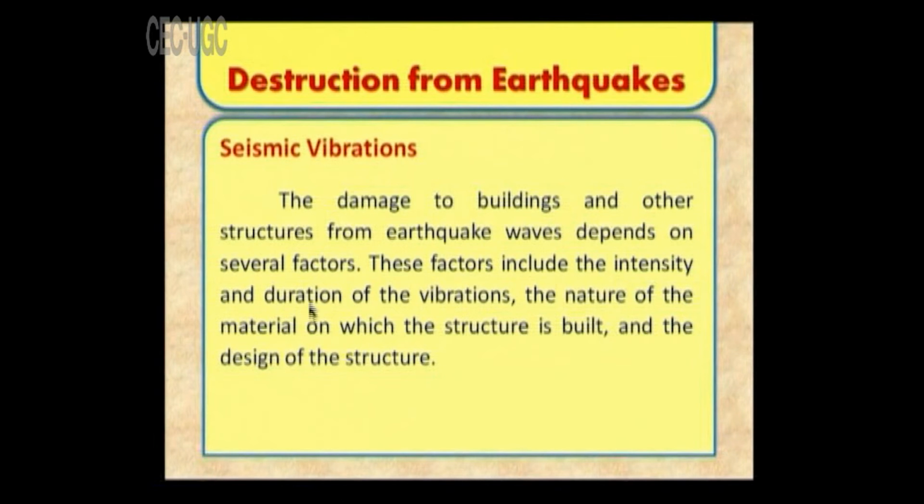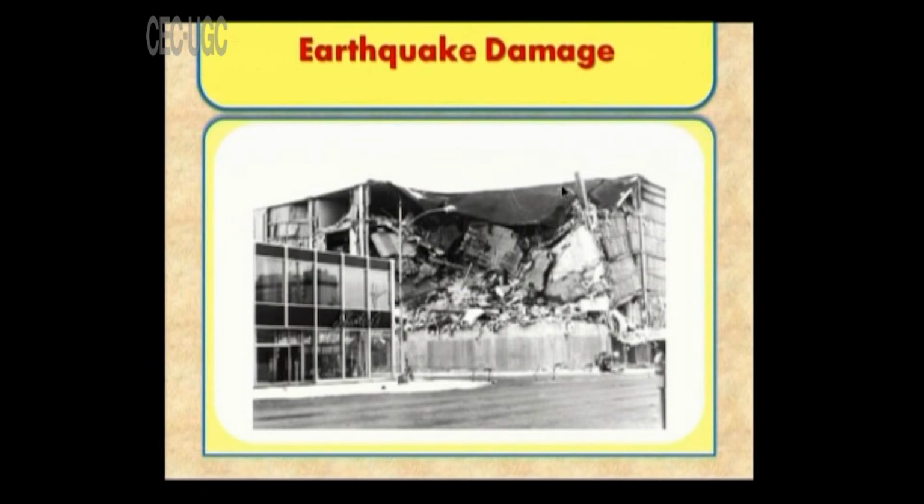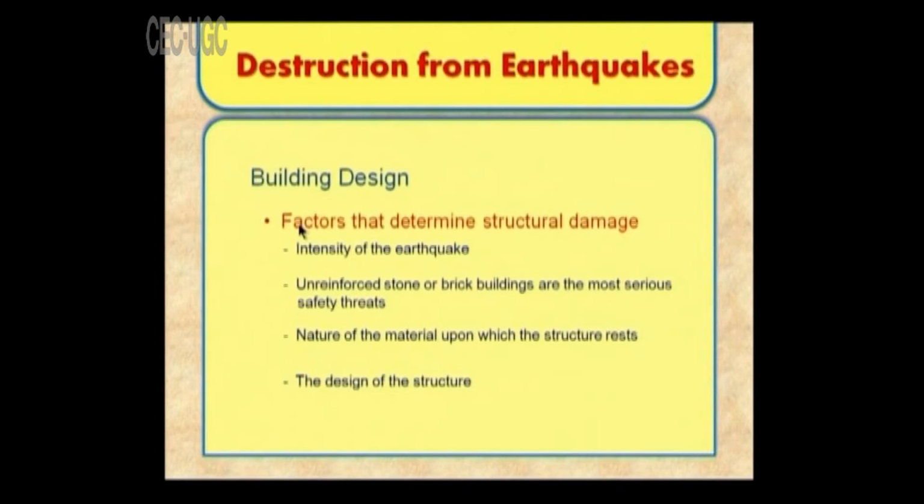These factors include the intensity and duration of the vibrations, the nature of the materials on which the structure is built, and the design of the structure. You can see the damage after the earthquakes, a huge number of buildings simply collapsed, like that building designs. So, the factors that determine the structural damage are mainly the intensity of the earthquake; unreinforced stone or brick buildings are the most serious safety threat. So, wherever earthquakes occur, we have to take some precautions also.